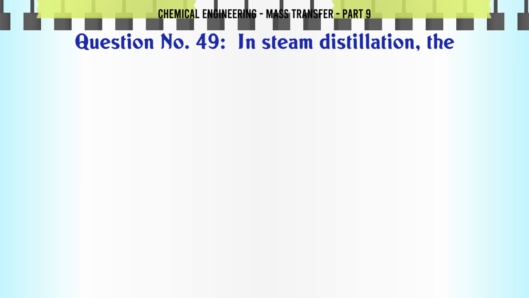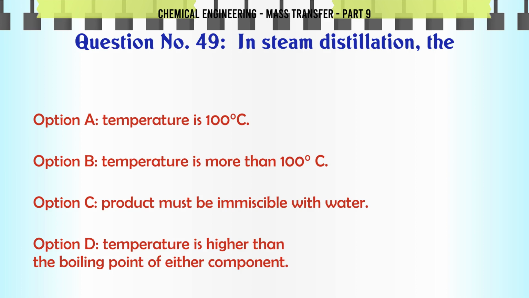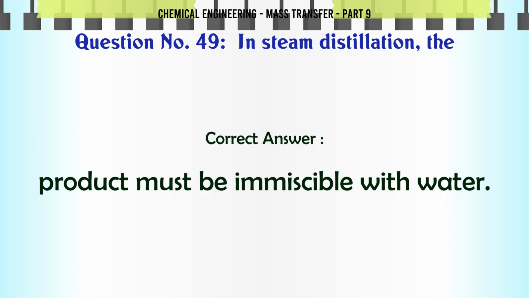In steam distillation, the A. temperature is 100 C. B. temperature is more than 100 C. C. product must be immiscible with water. D. temperature is higher than the boiling point of either component. The correct answer is product must be immiscible with water.